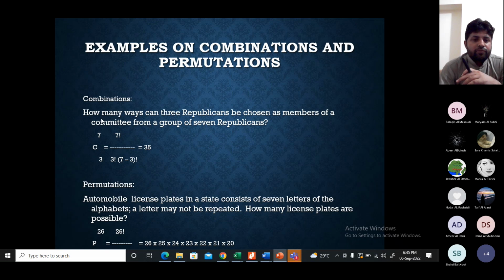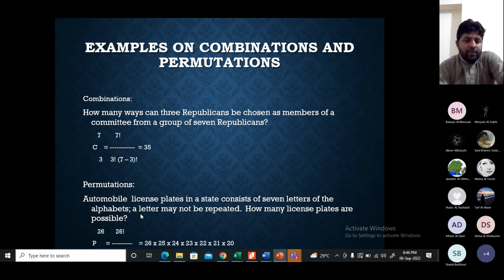So there is another example for the combination. How many ways can 3 Republicans be chosen as members of a committee from a group of 7 Republicans? So you see here, we have to select only 3 members, and among the members there is no ranking involved. All 3 members are of equal rank. So that's why there is no kind of ranking or ordering.